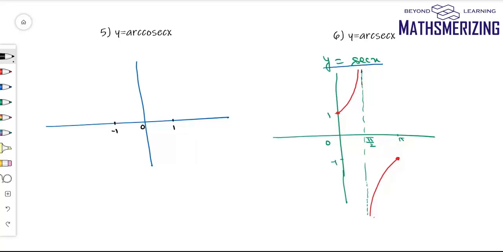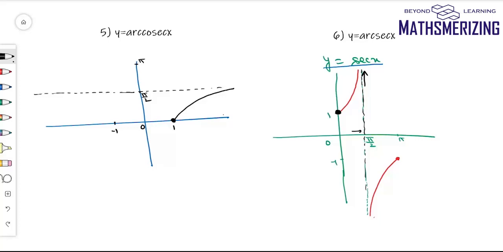Now there is a vertical asymptote at pi by 2. So here it will have a horizontal asymptote at pi by 2. Now this point here is (0, 1), so here I'll have a point at (1, 0). Now when x tends to pi by 2, y tends to plus infinity. So that means when x tends to infinity, y tends to pi by 2. So I'll draw this graph.